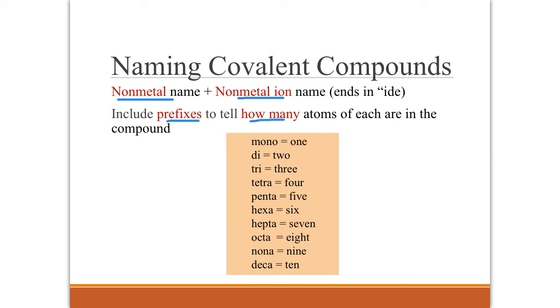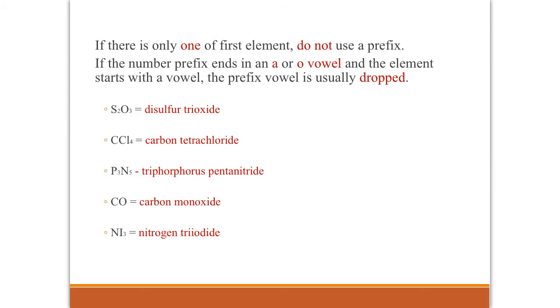Mono means 1, di is 2, tri is 3, tetra is 4, penta 5, hexa 6, hepta 7, octa 8, nona 9, and deca 10. So you need to be familiar with these prefixes. I will include them on the quiz, so you'll have that list there, but you've seen some of these, I'm sure, in geometry. Some of them are the same as the various shapes, and some of the other ones are new to you.